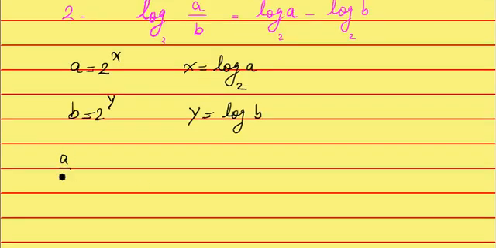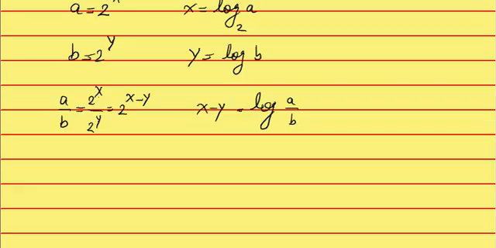What is a over b? A over b is a ratio of these two. Now you see the rule of exponents says subtract the two exponents that you have. Well, what's the equivalent form of saying this? The equivalent form of saying this is to say that the logarithm of a over b is that exponent. Logarithm of a over b is just x minus y.